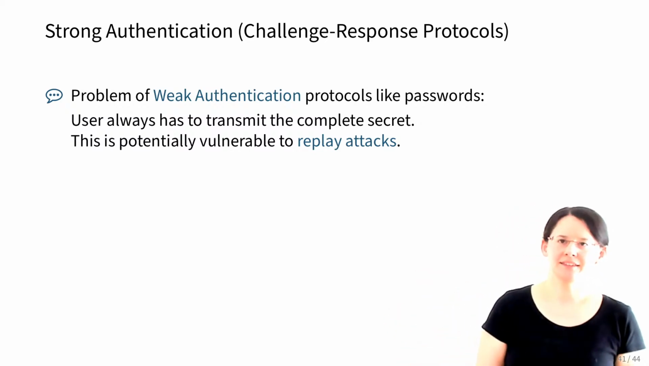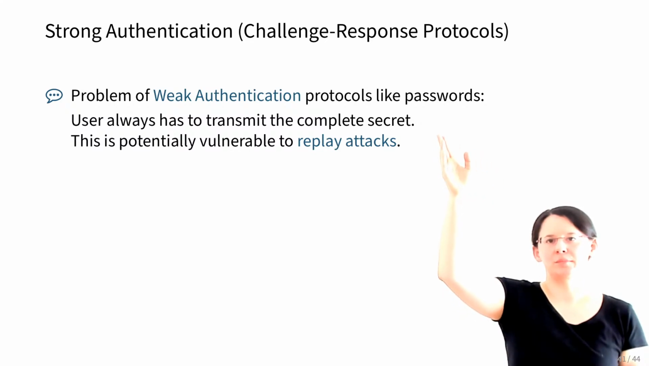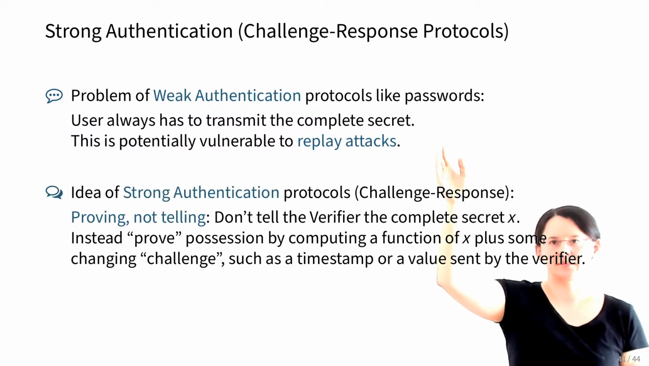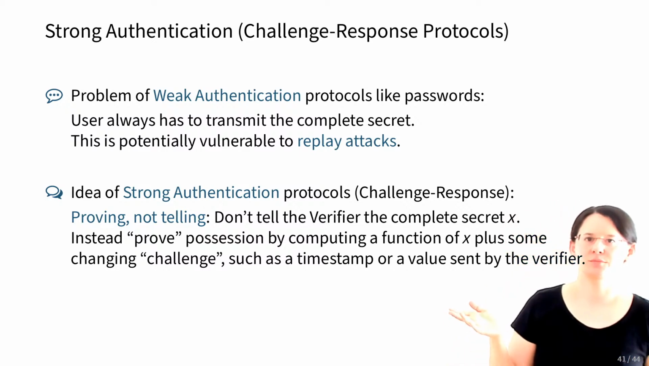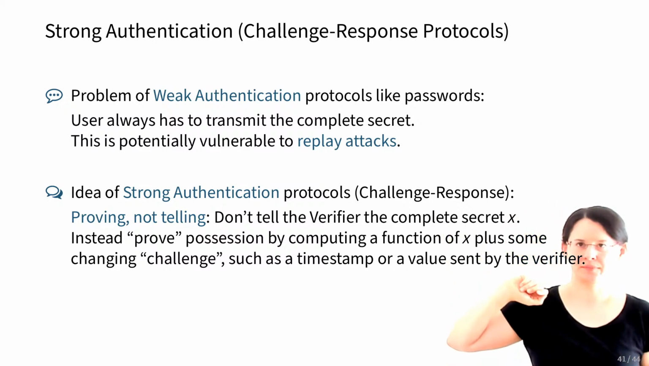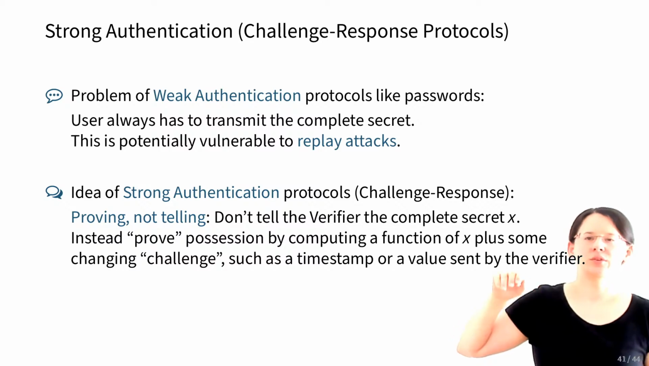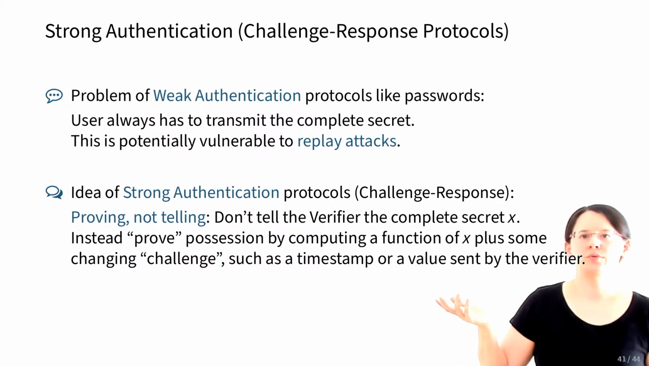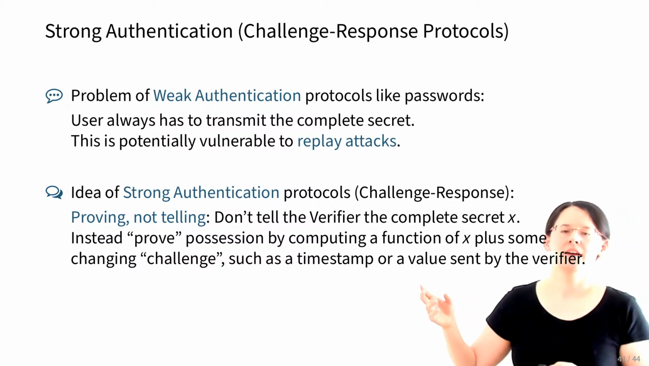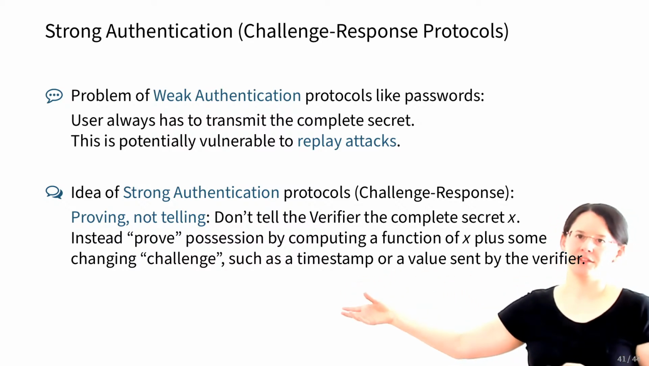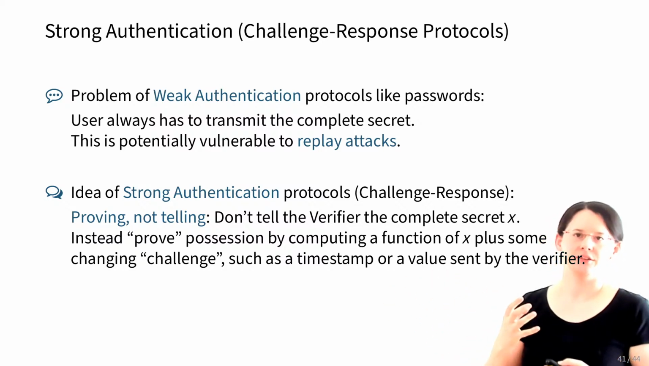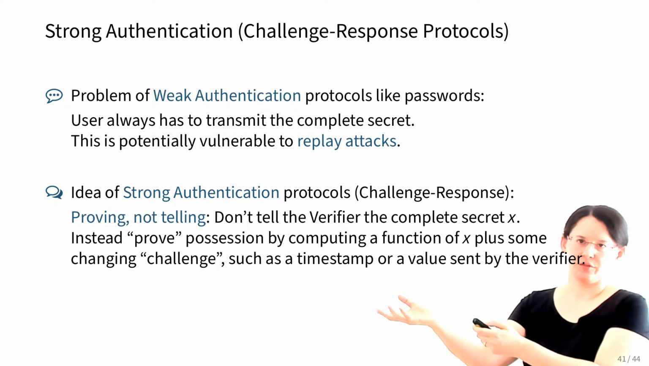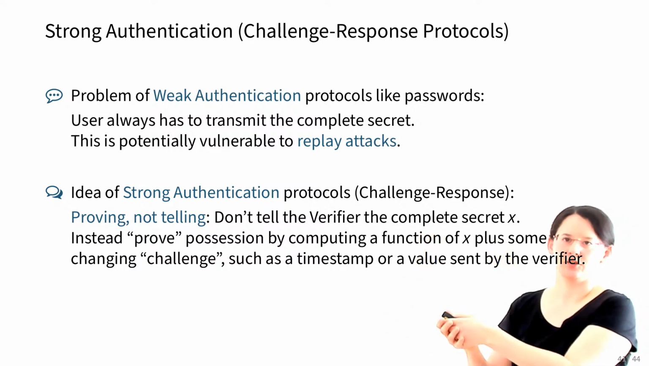And what do we do against it? We should obviously avoid telling the complete secret every time. What we can do instead is a so-called strong authentication protocol or challenge response, where you don't tell your secret, but you prove that you know it. An example is that the server first sends you some challenge, and then you evaluate a function of this challenge and your secret. The server, who knows your secret, can evaluate the same thing and compare.